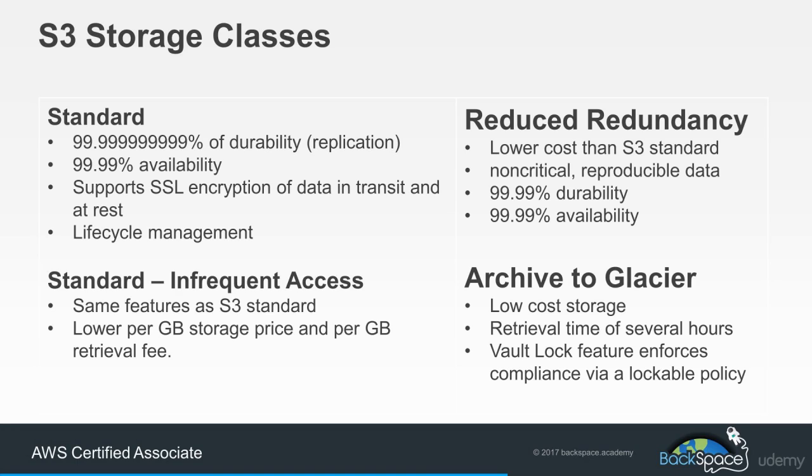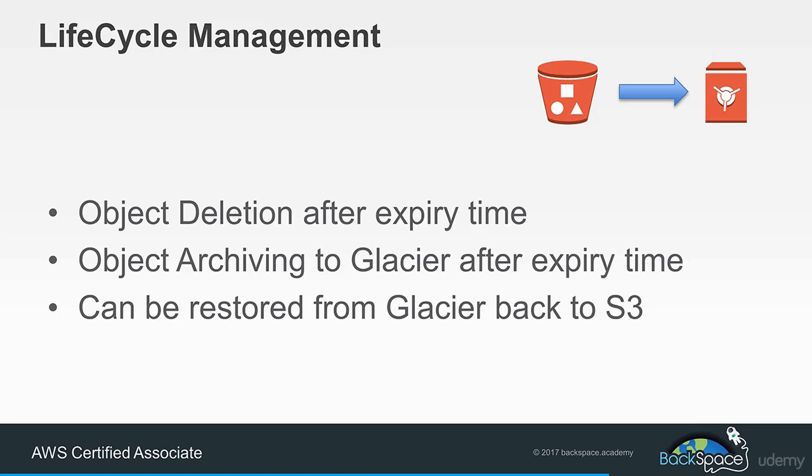Now, if you're using lifecycle management, you can archive through to Glacier as well, or you can actually go directly to Glacier. That is low-cost storage, the lowest cost storage that you can get as opposed to S3. But the downside is that the retrieval time will be several hours to get that back again. It has some good features there. It's got a vault lock feature, which enforces compliance across a lockable policy. So that is a very good service for backup of critical data.